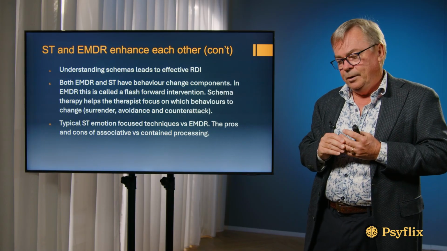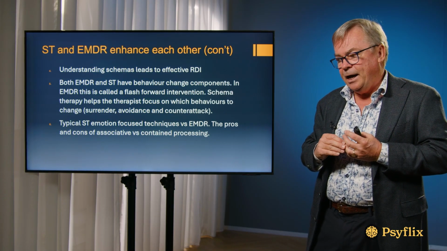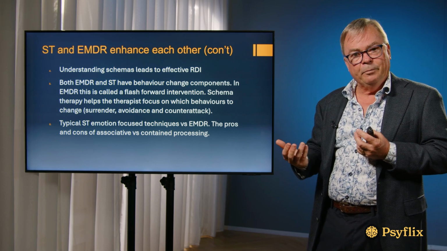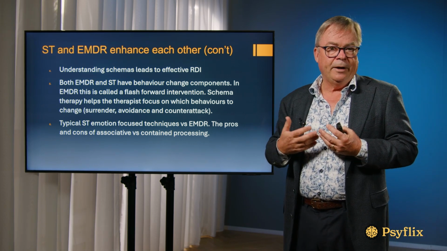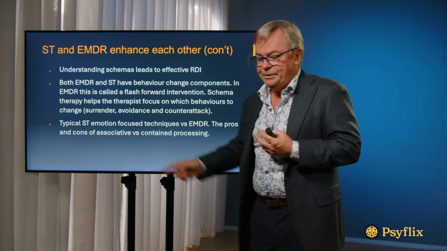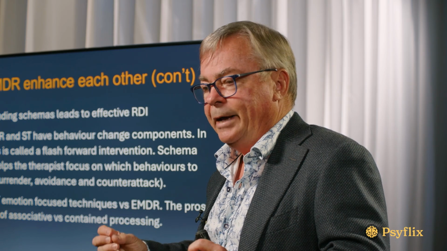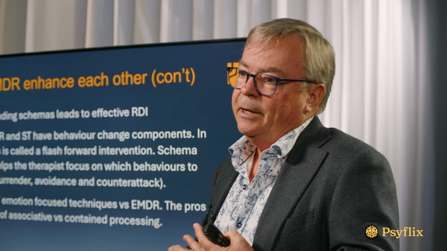For example, people with social anxiety often have a schema where they feel like they don't fit in or they don't belong. And whilst a lot of times they might surrender to that by not saying very much, at other times they might counterattack, which would look like being overly garrulous in situations or saying inappropriate or outrageous things.